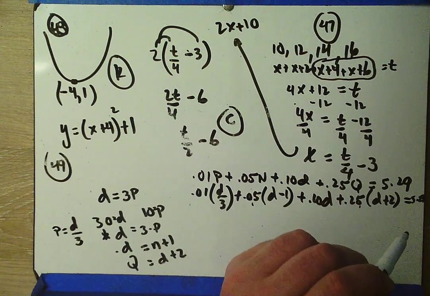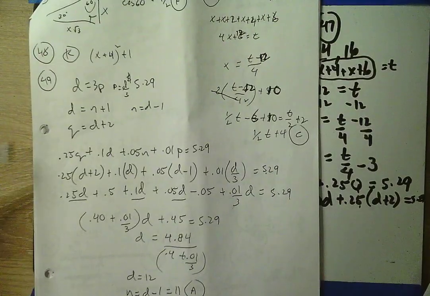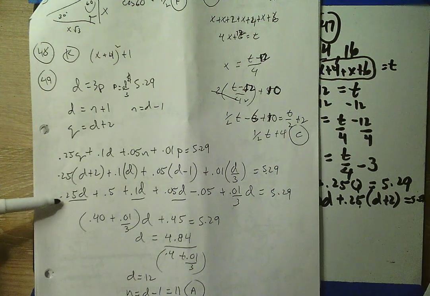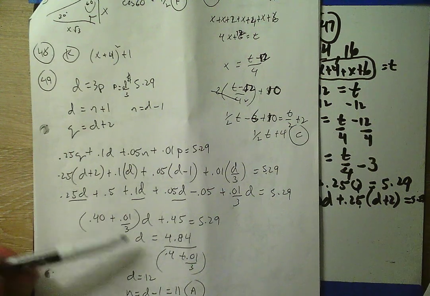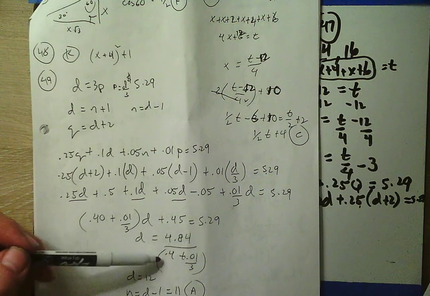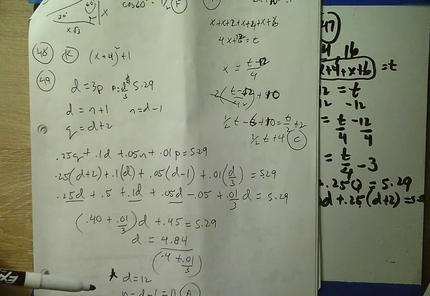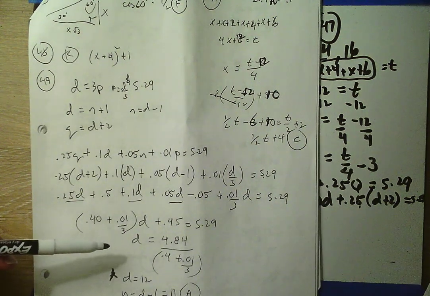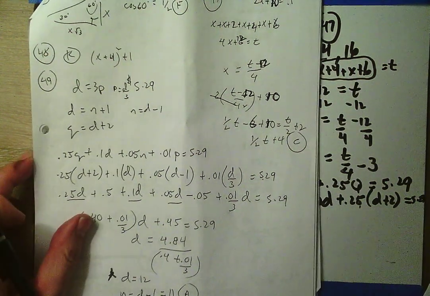So, when I'm done with all of that work, which is really horrible, and I did it out here, we see that the number of dimes ends up being 484 divided by 0.4 plus 0.01 over 3. I got 12 dimes. But our question was, how many nickels are there? And nickels was 1 fewer than dimes, so I have 11 nickels.